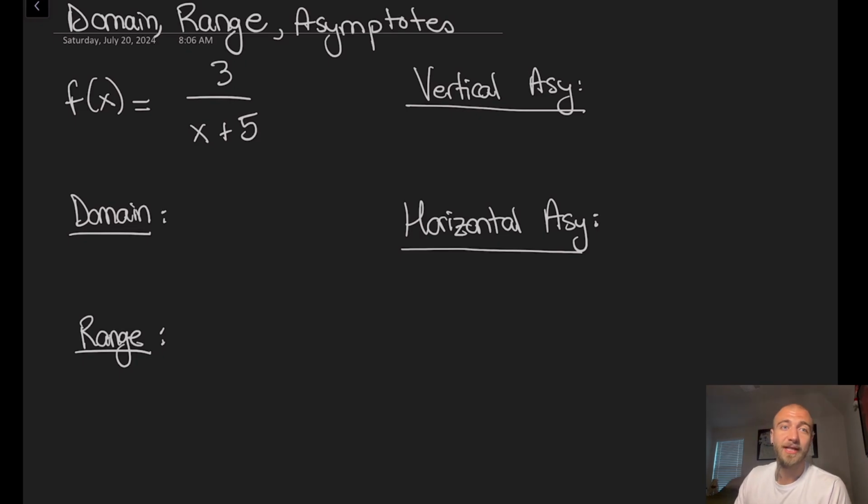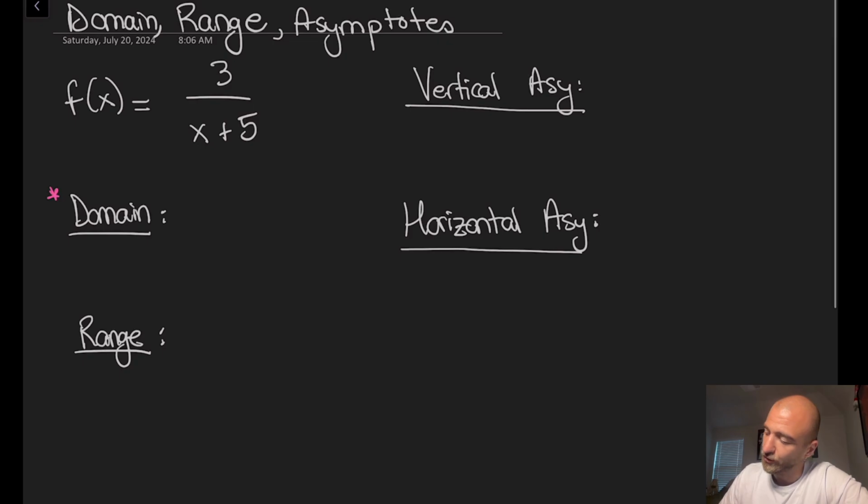All right, my friends, let's practice some domain, range, and asymptote questions, IB style. Here we go. Let's say you get a function, f of x is equal to 3 over x plus 5, and you're asked to figure out the domain, the range, and both the vertical and horizontal asymptotes. How the heck are we going to do that? We're going to cover it right now.